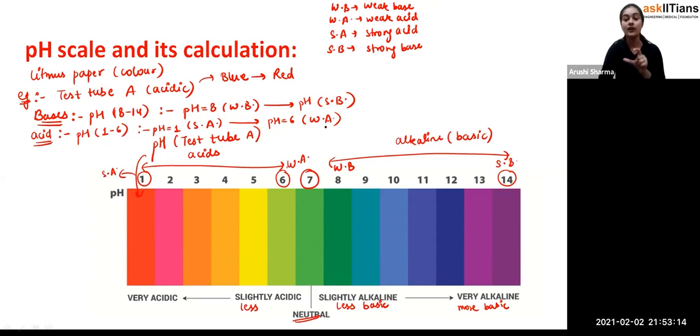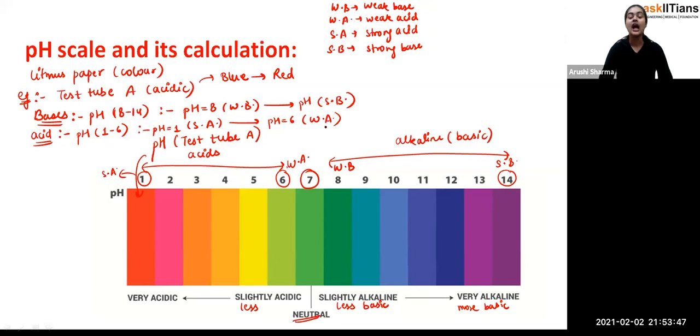Exactly. Now if we compare acid and base, which is stronger and which is weaker, we have seen that if the pH is 8, it will be slightly basic, which means it is a weak base. And if it is a strong base, the pH is more. But if we talk about acid, if it is a strong acid, the pH is less, and if the pH is more for the acid, it will be a weak acid. I hope you got the point about this.